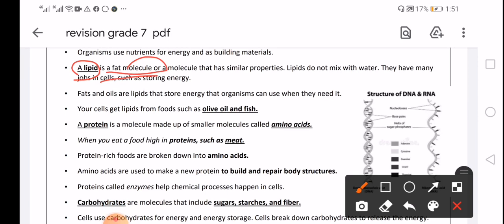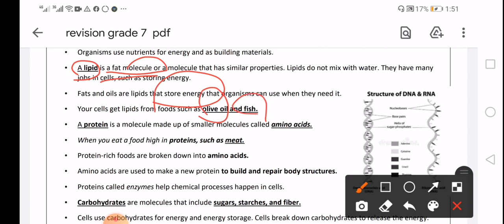What is the importance of fat molecules or lipids? Lipids and fat are used to store energy that the organism can use when they need it. Lipids like what? Like olive oil or fish.